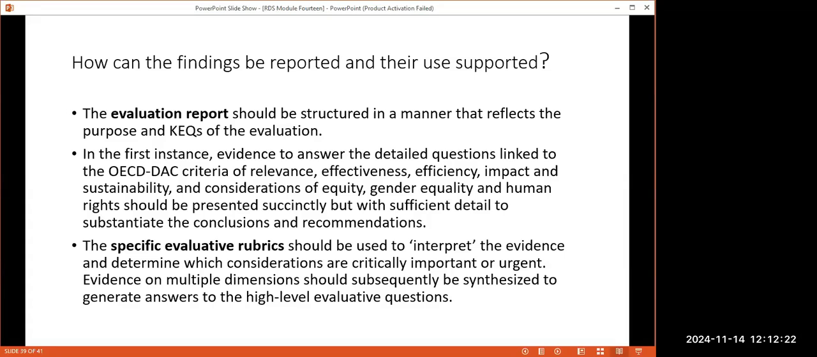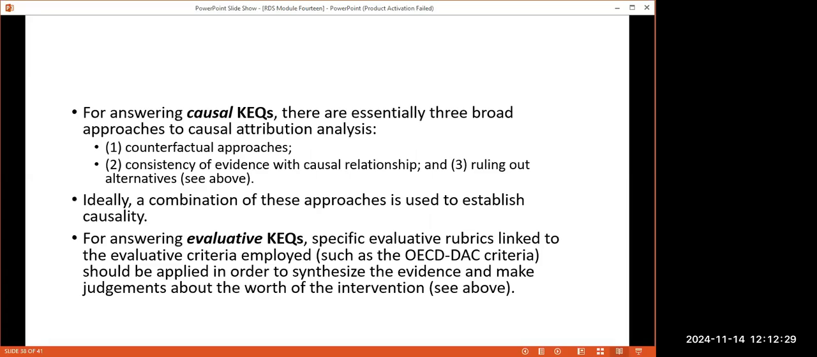Before we go to the last part, which is the reporting, any concern or comment on the use of theory of change and these other things we've talked about after break? Daniel. Daniel. Yep.